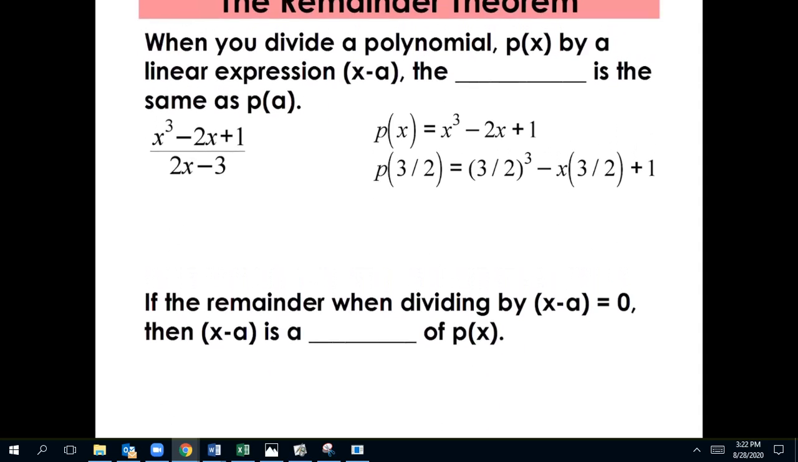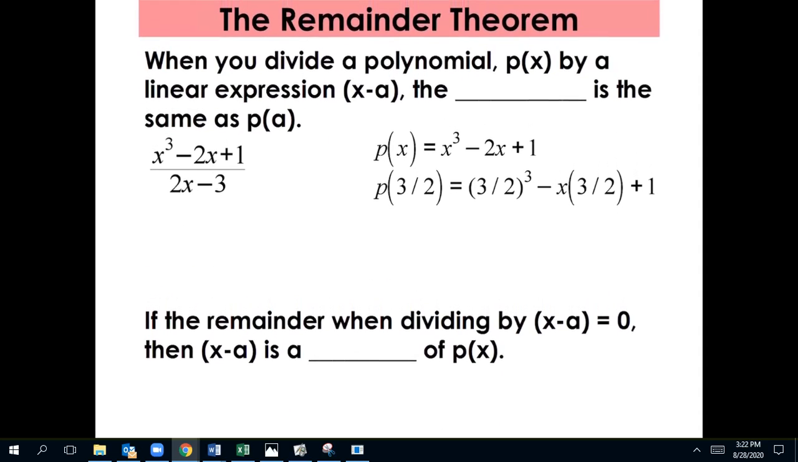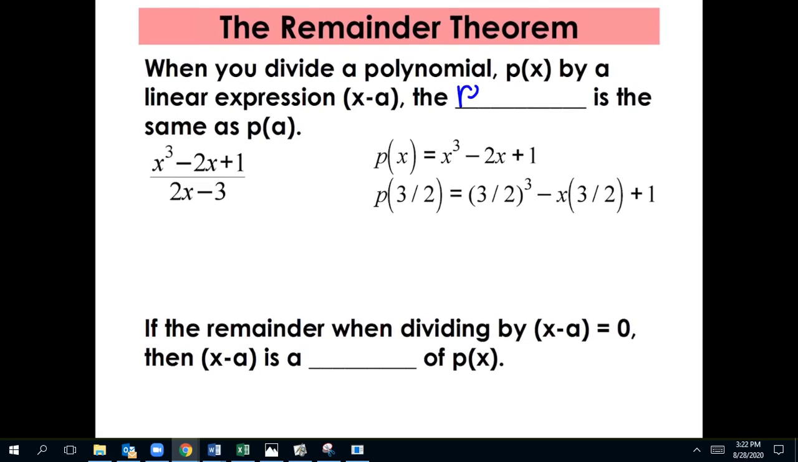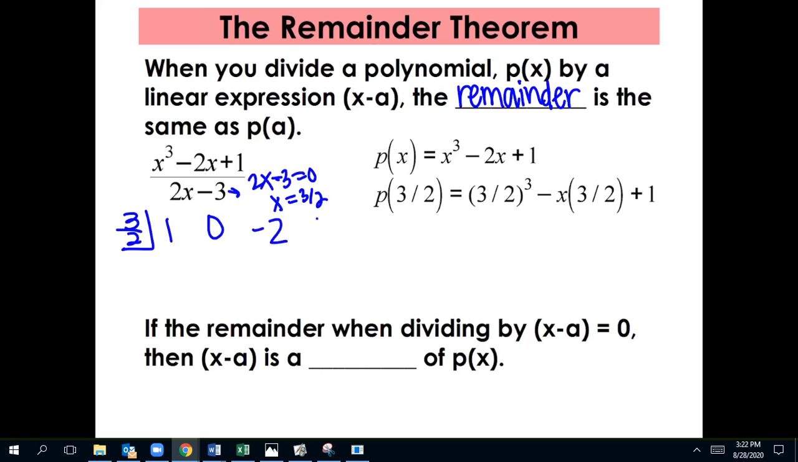This one says that when you divide a polynomial by a linear expression, the remainder that you get from the division is the same as if you were to just plug that value into the polynomial. And so here I have an example. We're going to use synthetic division to practice. To use synthetic division, we set the divisor equal to 0 and solve. So then we're going to put 3 halves in the box, and then we put the coefficients in descending order, 1, 0, -2, and 1.